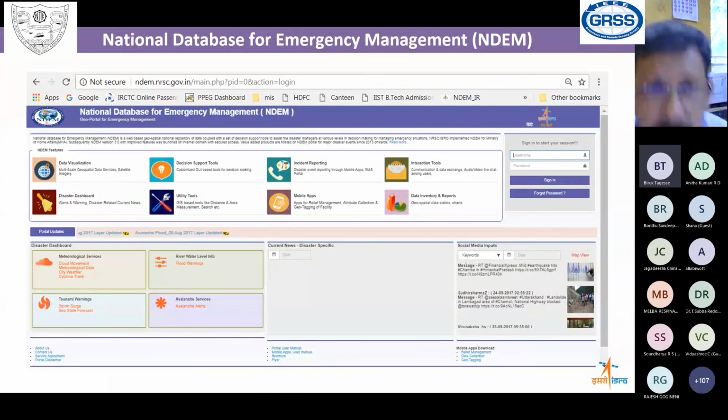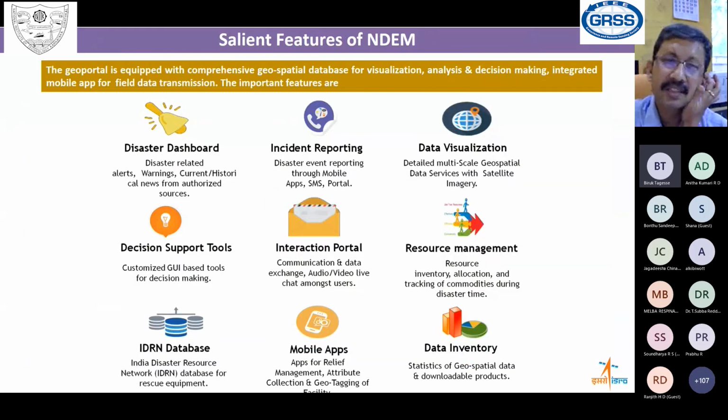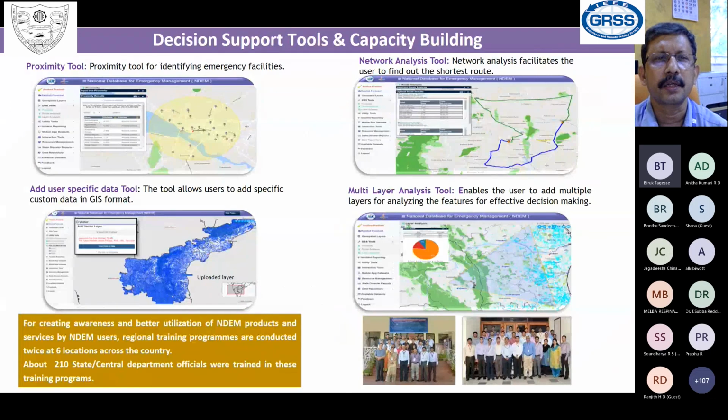Then the national database for emergency management is hosted at NRSC and provides information for emergency services in case of disasters. It has a disaster dashboard, incident reporting, data visualization, decision support tools, interaction portal, resource management, and all the aspects for disaster management built into it. The tools provided include proximity tools and network analysis. The user can upload particular data and also do a multi-layer analysis to arrive at a particular decision.